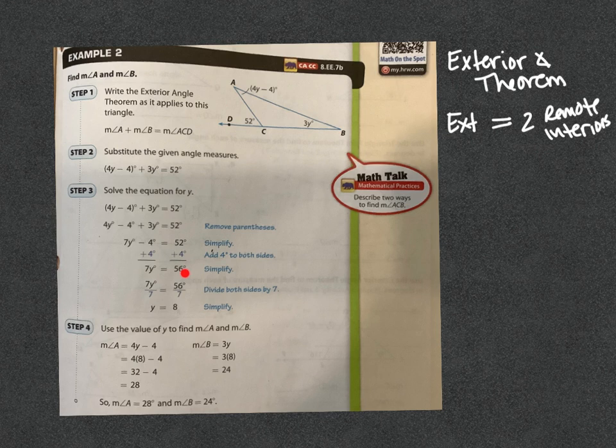So now I'm just doing my multi-step equations and isolating my variable using inverse operations. Y is sitting here hanging out with a multiply by 7. The opposite of that is divide by 7 to both sides of my equation, and y will equal 8. So now that I know this unknown number is 8, I can plug 8 in here. 4 times 8, 32, minus 4 is 28. And I can plug 8 in here. 3 times 8 is 24. And I have now found those.